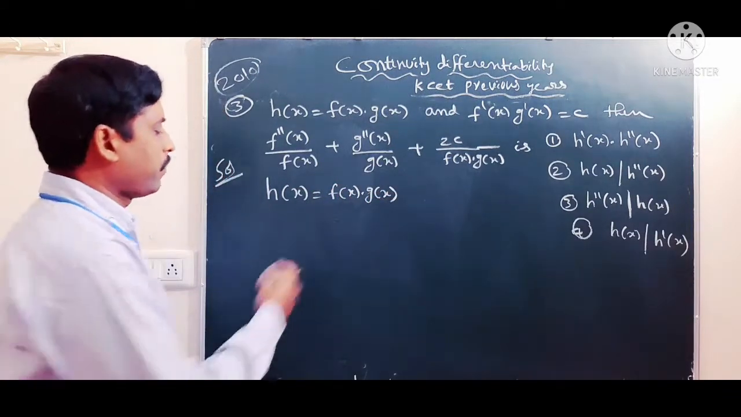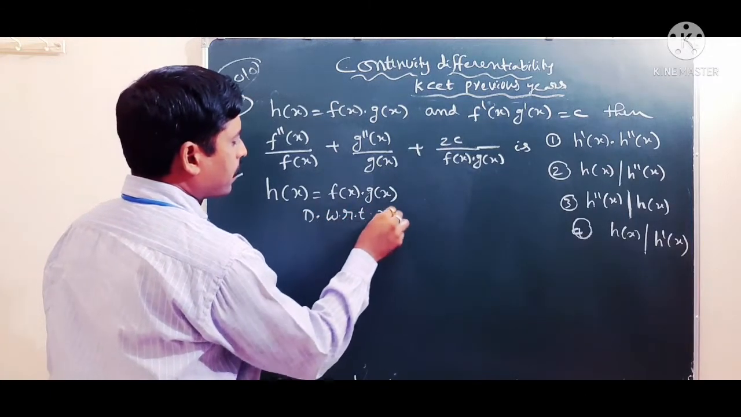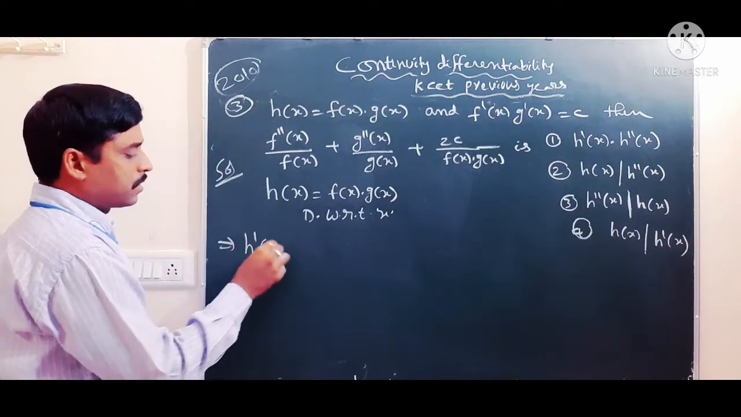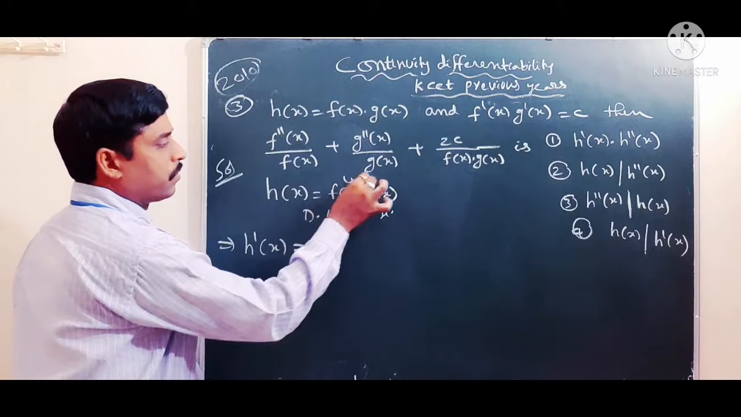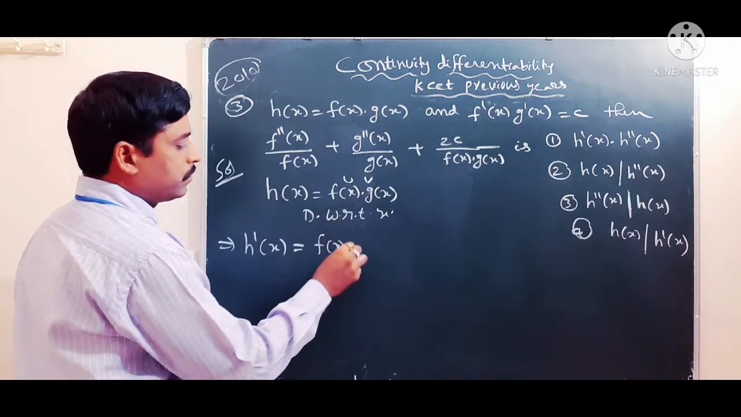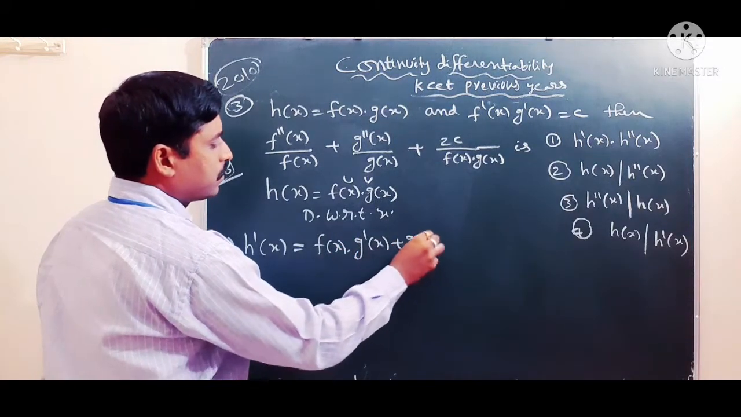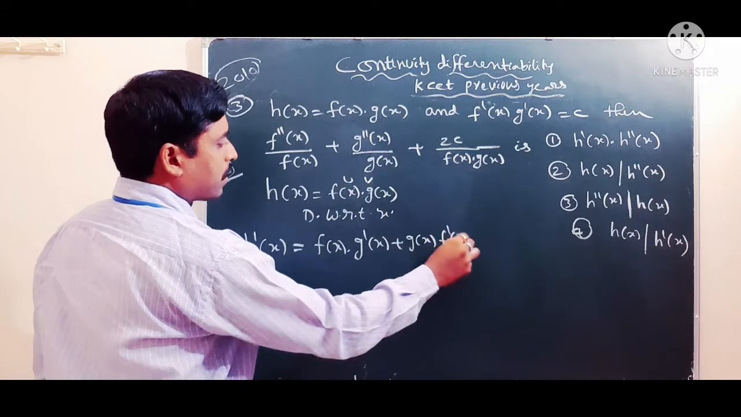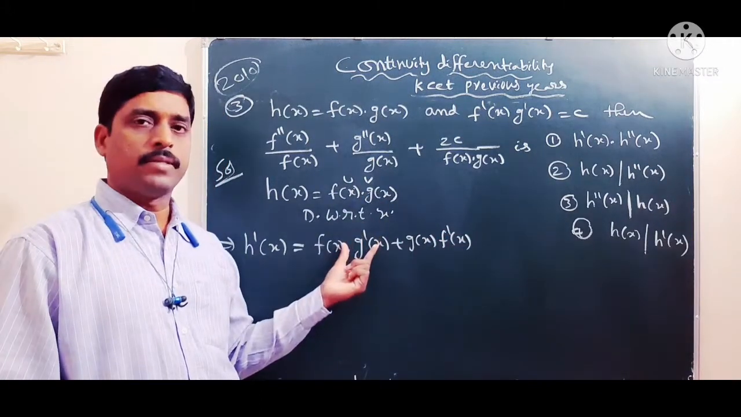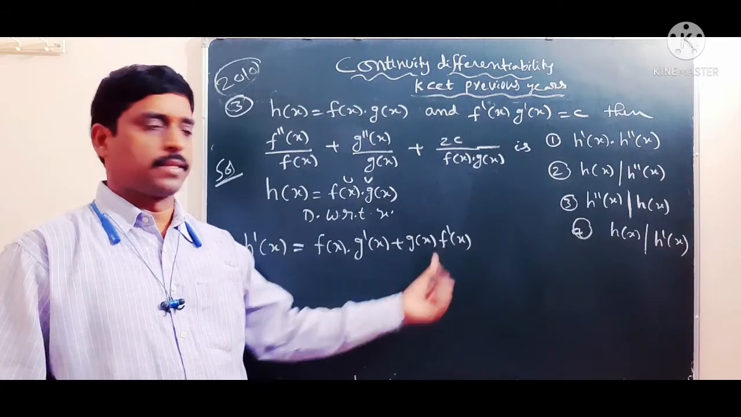Now take the derivative on both sides with respect to x. The derivative of h of x gives h dash x, by using the UV formula on f of x into g of x: f of x into derivative of g of x plus g of x into derivative of f of x. The derivative of g of x is denoted by g dash x, and the derivative of f of x by f dash x.